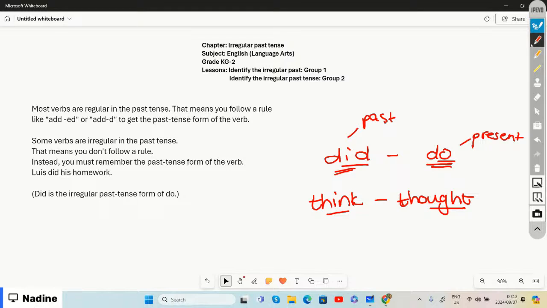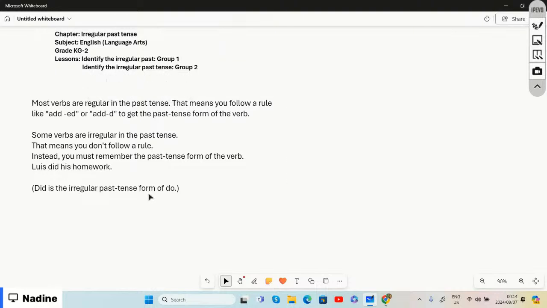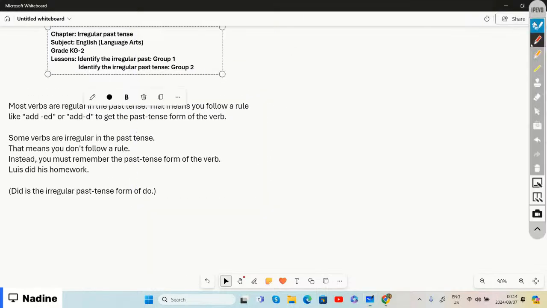All right. And if we look at a few irregular past tense examples, let's say, look at the word hear. I'm going to write down a few words, and you're going to try and figure out what the past tense form is of that word, right?